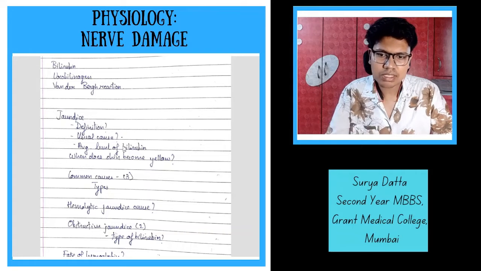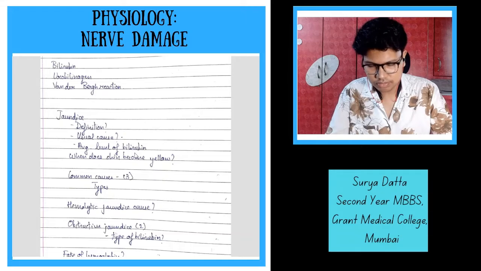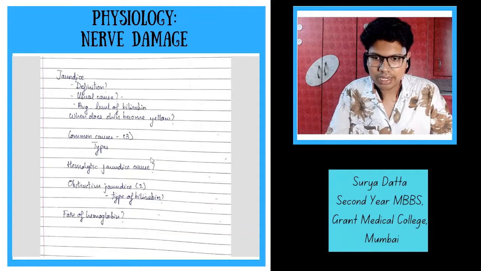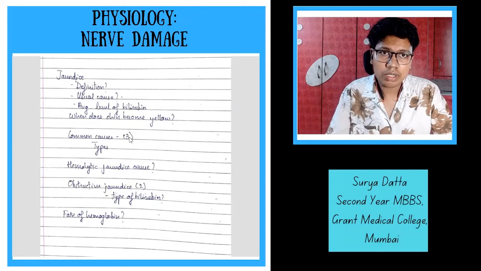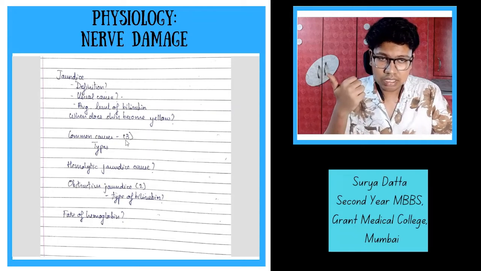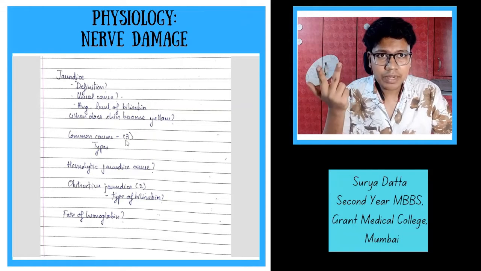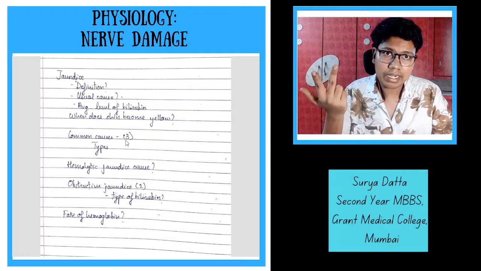Average level of bilirubin is about 0.5 mg per dl, and skin starts to become yellow at around 1.5 mg per dl, right? Now the common causes. Common causes of bilirubin accumulation in jaundice. Now jaundice will have three types, which are the hemolytic jaundice, the obstructive jaundice, and a mid path between both of them, which is the hepatic jaundice.